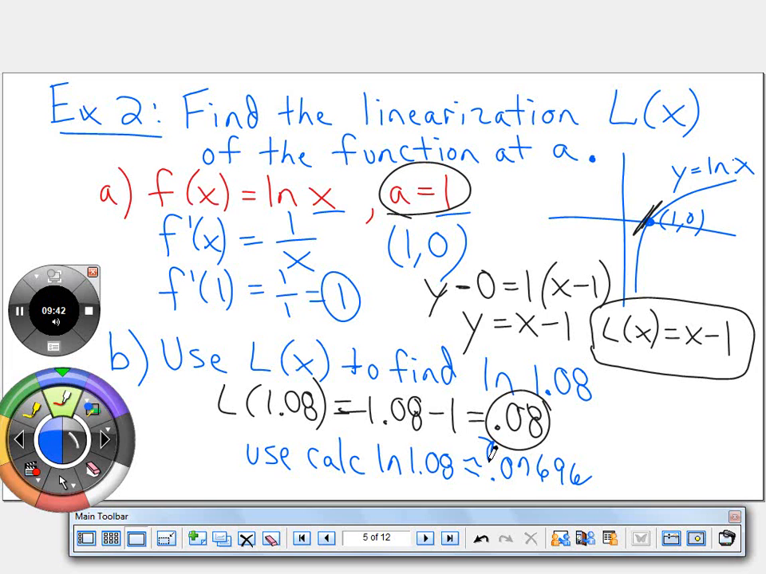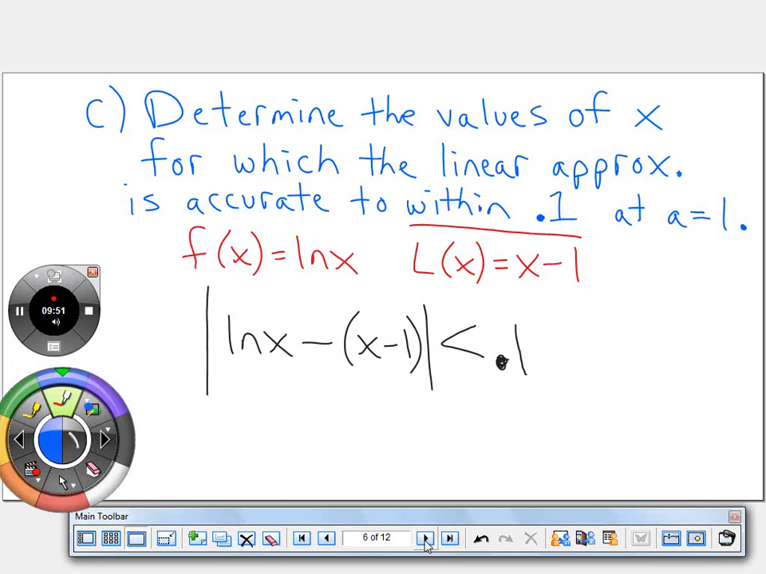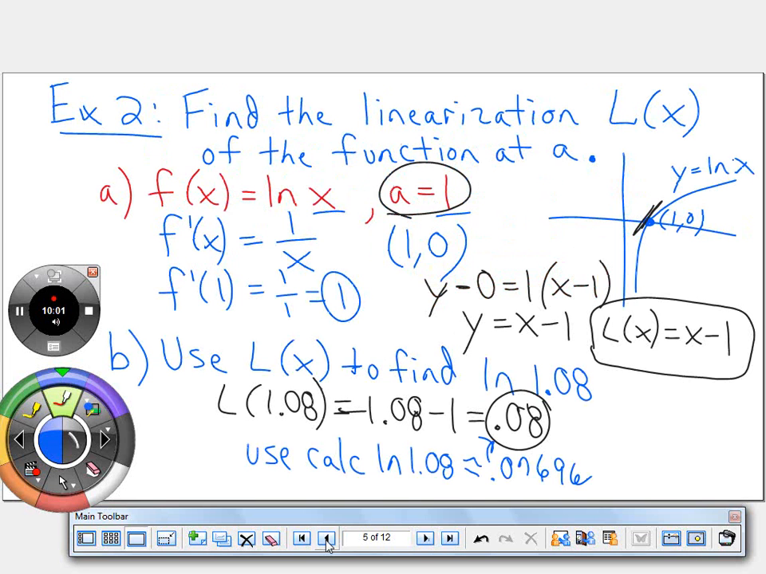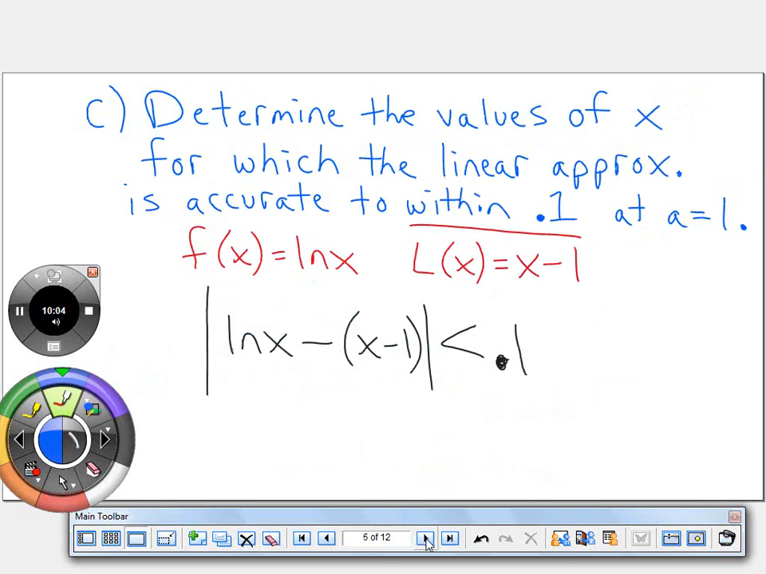All right, now the third question with this same problem, we're going to need the calculator. It says, determine the values of x for which the linear approximation is accurate to within 0.1. So remember, this is a linear approximation. It's not the same thing as the function. They are different, but we want to figure out how different they are. If you want to be accurate to within 0.1 when you're looking at a equals 1, how close to 1 do you basically need to be for this to work out?